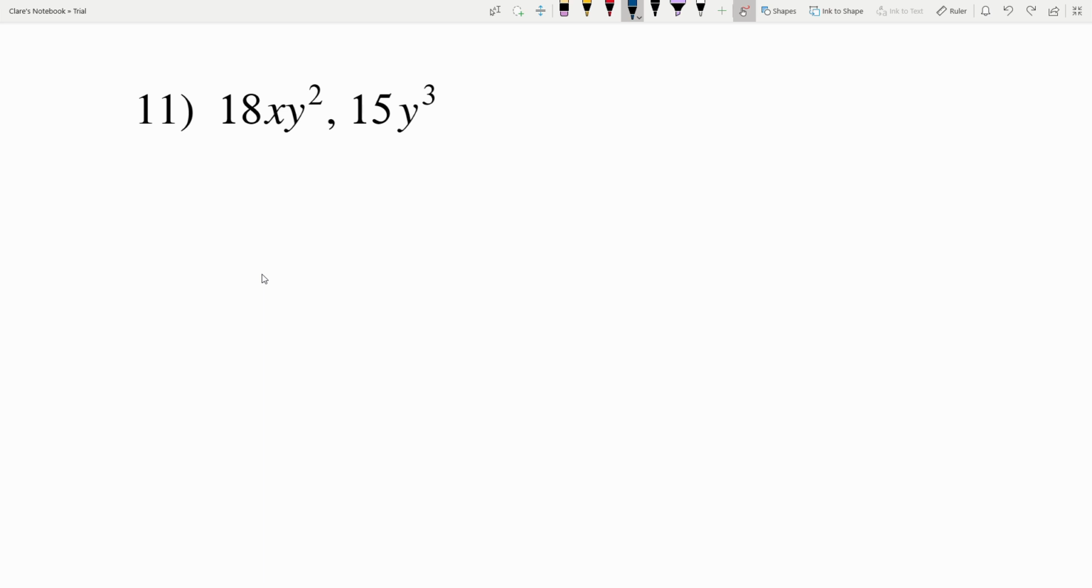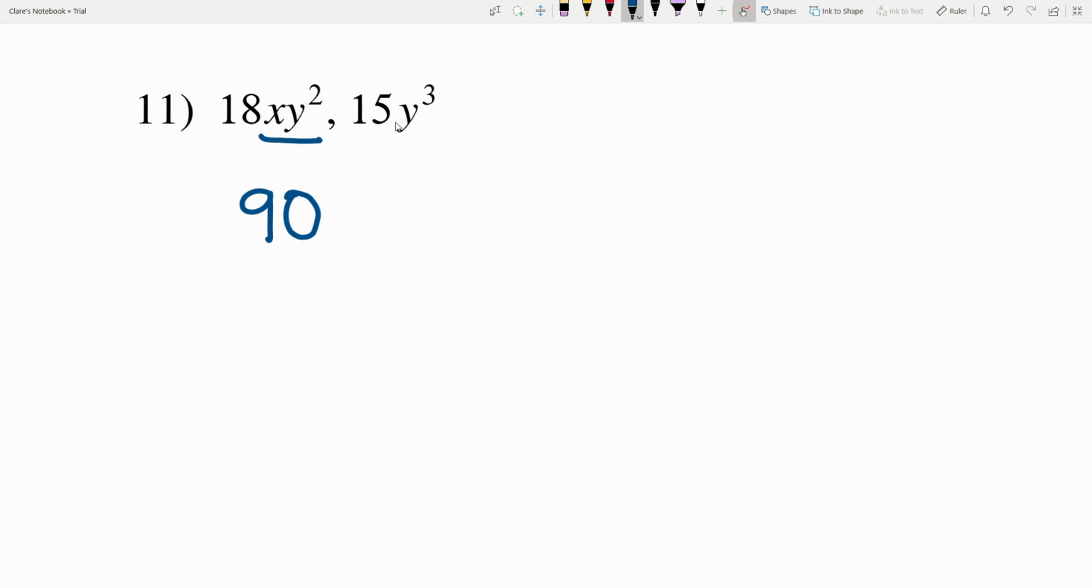So let's try 18 times 5, and 18 times 5 is 90, and 15 does go into 90. 90 divided by 15 is 6. So 90 right now is the least common multiple of 18 and 15. However, we don't just have those numbers, we have 18xy squared and 15y cubed.